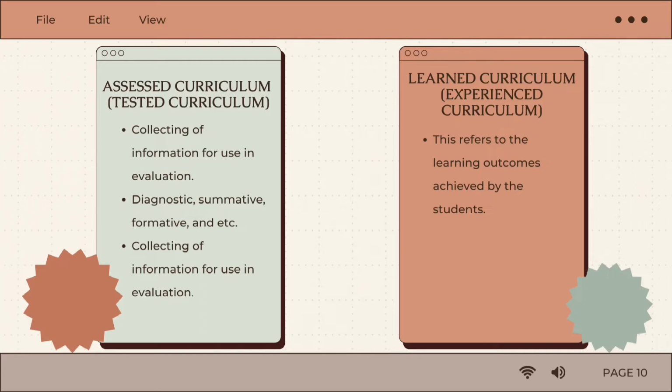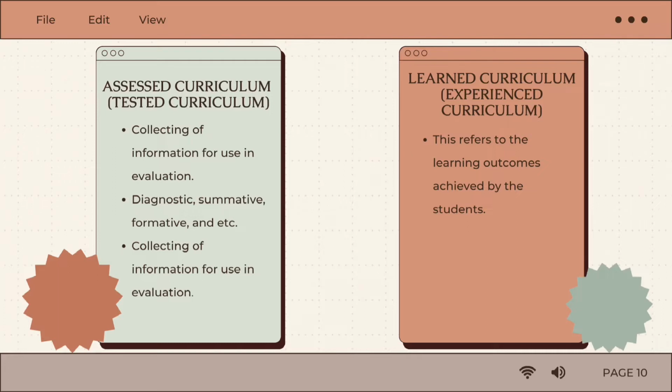Formative assessment is given during discussion. This would tell whether the students understand the discussions or the teacher needs to repeat his or her discussion. Summative assessment is given at the end of the units or the major exams. An assessed curriculum does not only focus on the outcomes but also on the activities being implemented by the teachers. Because if the teachers didn't do well with his or her job, the outcomes may not be aligned with their objectives.